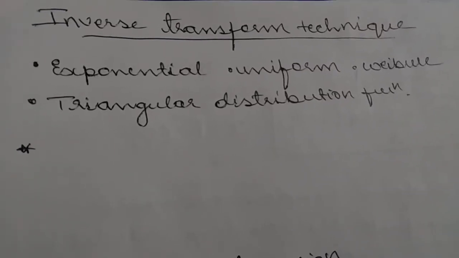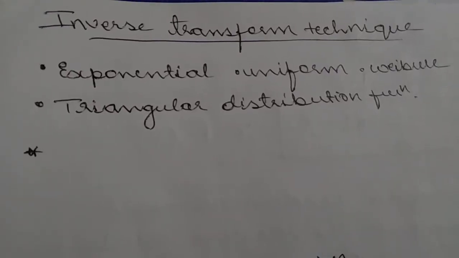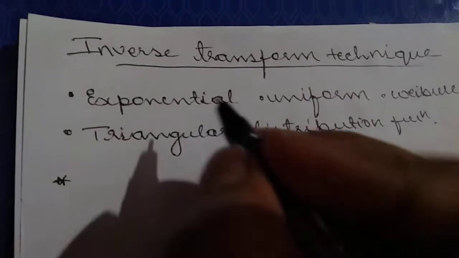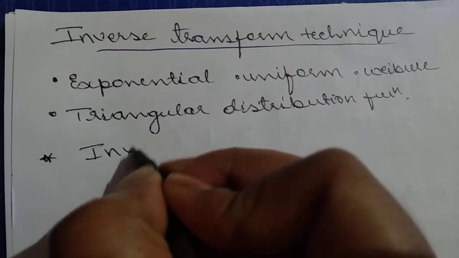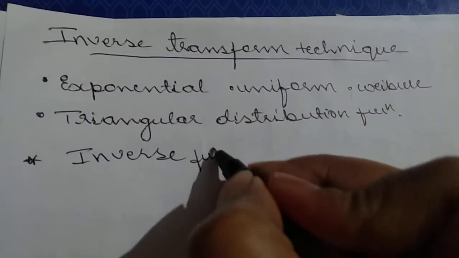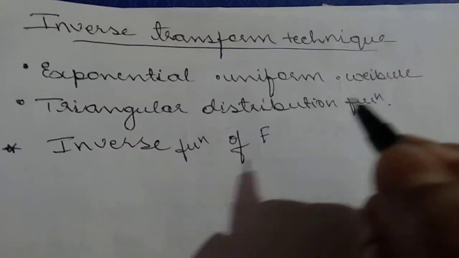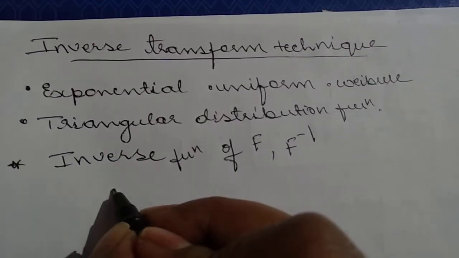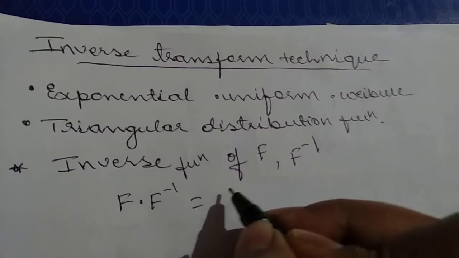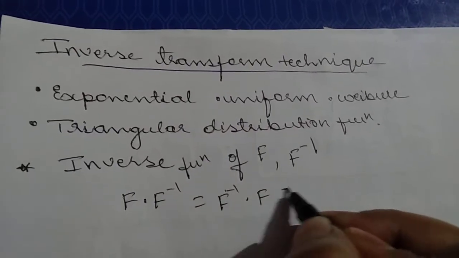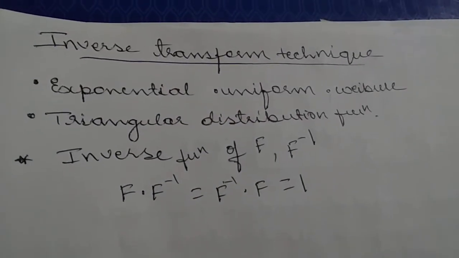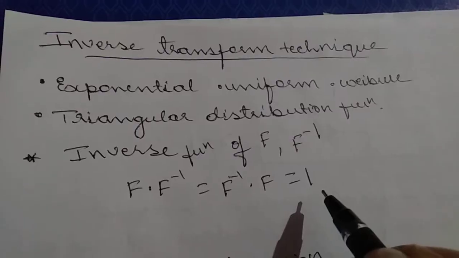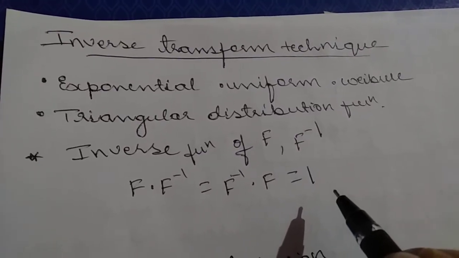Here first we should know the basic principle of inverse transform technique. We have to just find out the inverse function of f. How will I write the inverse function of f? I'll write it as f inverse. So if I write f into f inverse equal to f inverse into f, we will get 1 itself. 1 by f into f, the f's get cancelled and this is 1. This is the standard principle of your inverse function.